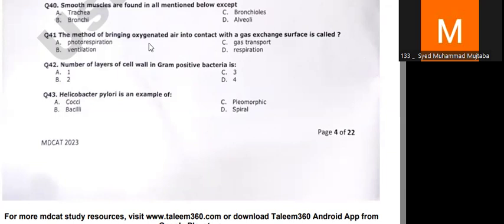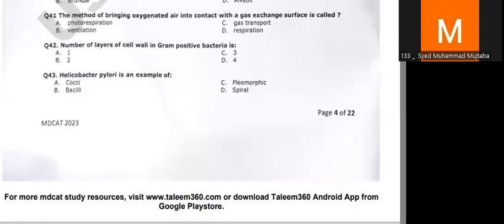Now, in question 42, you should know that there are two types of bacteria, gram positive and gram negative. Why are they called positive and negative? Because they either stain positively and give a color with gram stain, or they don't give a color with gram stain. The characteristics of gram positive and gram negative bacteria are widely different. The correct answer to this question is one, because there is only one cell wall in gram-positive bacteria. However, gram-negative bacteria also have an outer cell membrane outside of it.